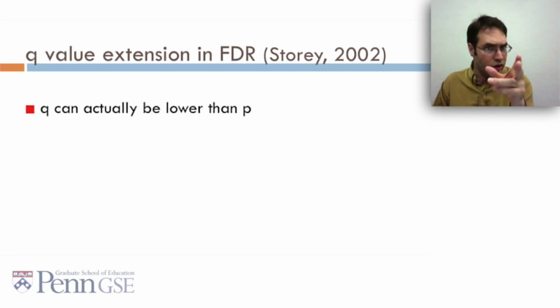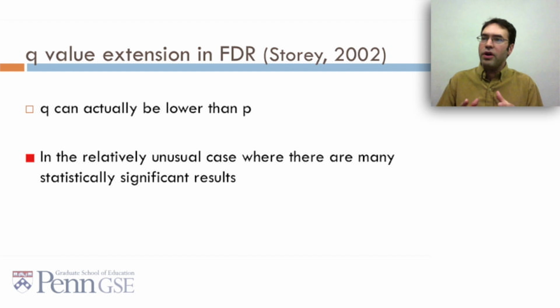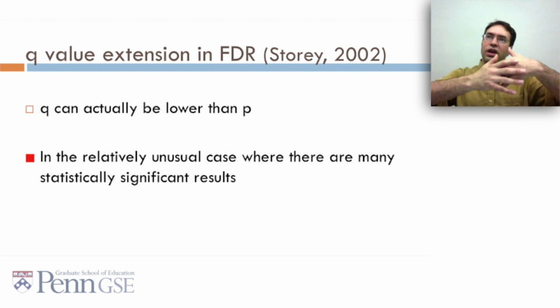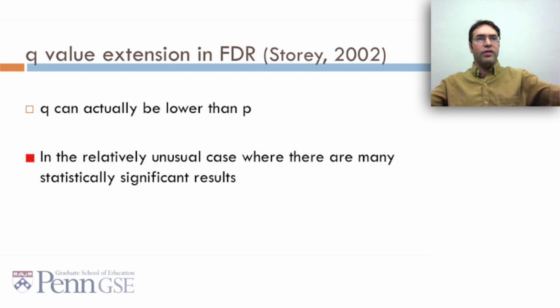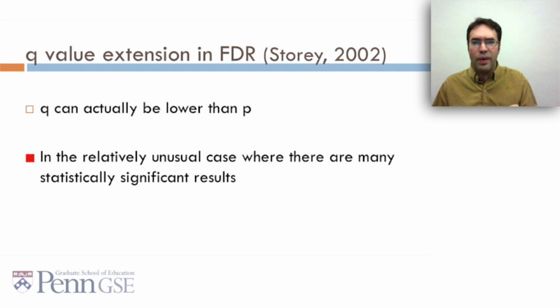One funny thing, Q can actually be lower than P, in the relatively unusual case where there are many statistically significant results. So if you have 5 out of 5 statistically significant, then Storey's test says, well, gee, across the whole pattern, it looks pretty significant, so let's trust these values a little more. So you can, in rare cases, actually have Storey's correction take something that would have been marginally significant with no adjustment, say P of 0.06, and it becomes a P of 0.045. It's rare, though. I've only seen this happen once.